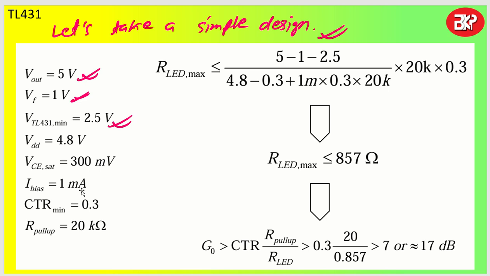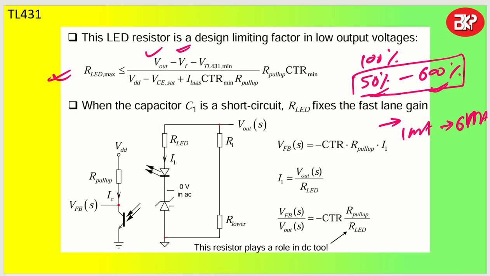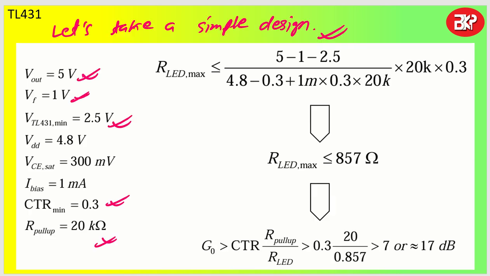I bias has been considered to be 1 milliampere, and the current transfer ratio is considered to be 0.3, that is 30%. The pull-up resistor has been considered to be 50 kilo ohms. The pull-up resistor is the one you can see here, which is 20 kilo ohms. In that case, if you calculate the R LED maximum value through the formula that was given, it is going to be less than or equal to 857 ohm.